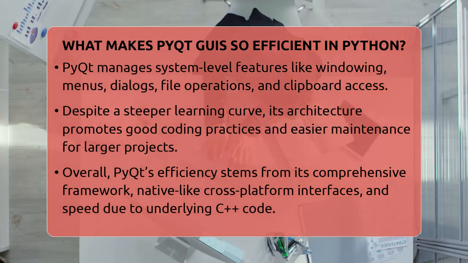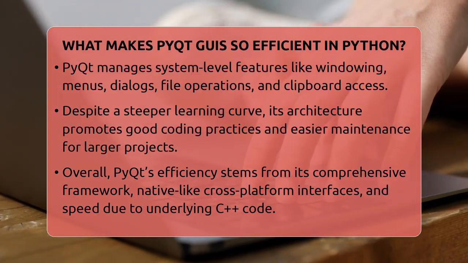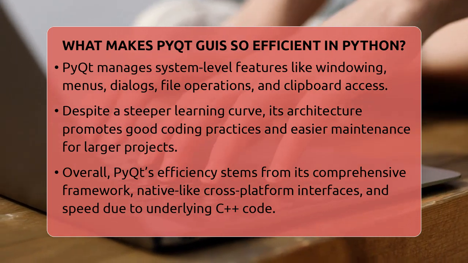For desktop application development, PyQt handles all the complex parts like managing windows, menus, dialogues, and system integration. It supports file operations, printing, clipboard access, and more. This means you can focus on your app's features instead of worrying about the underlying system details.